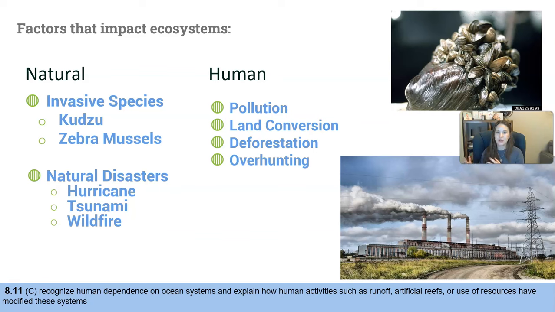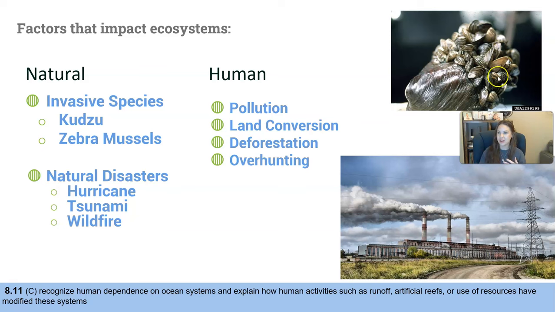We'll talk about what we do here in a second, but as you know, there are also natural disasters that can destroy an entire habitat or ecosystem: hurricanes, tsunamis, wildfires. We've talked about this in 7th grade. But then there are also invasive species that can move into an environment and take over.